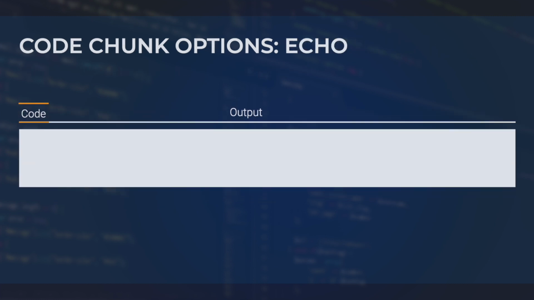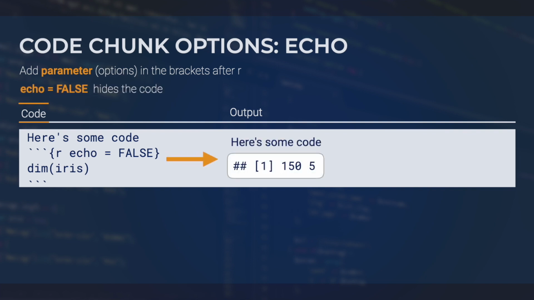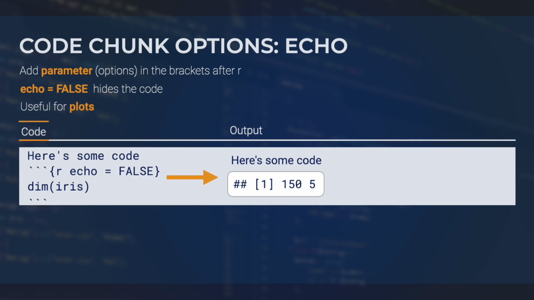Sometimes you might not want the code. You would only want the output. In this case, you can add a parameter to your code chunk right at the beginning within the curly bracket that says echo equals false. If you do this, then when you knit your report, you will not see the code, you will only see the output.